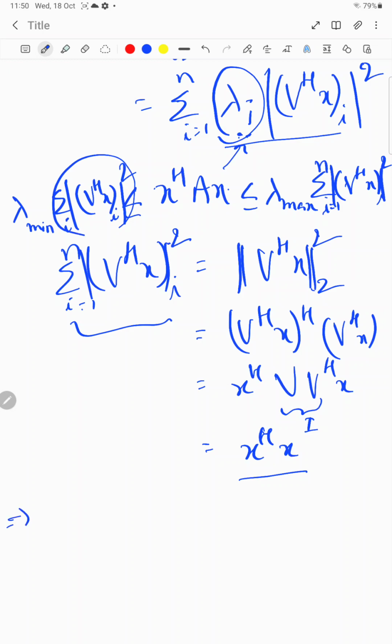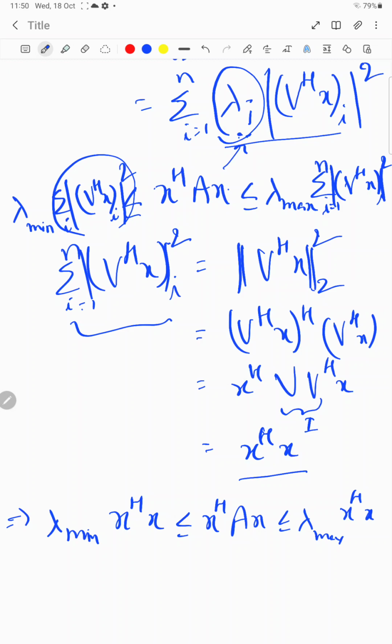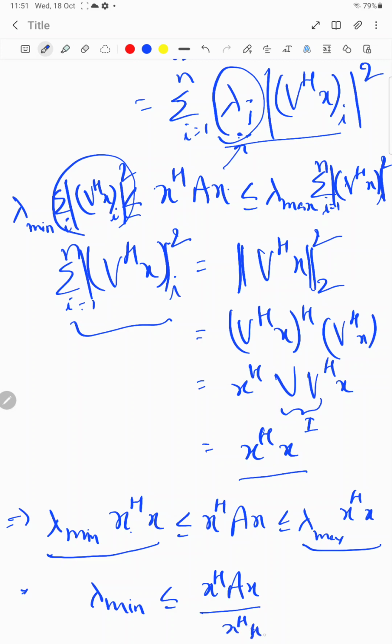So what do we get in the inequality? We have lambda min x Hermitian x less than or equal to x Hermitian Ax less than or equal to lambda max x Hermitian x. So this is the lower bound of x Hermitian Ax, and this is the upper bound. The other way of looking at it is by taking x Hermitian x in the denominator of x Hermitian Ax. So we can also write lambda min less than or equal to x Hermitian Ax divided by x Hermitian x, less than or equal to lambda max.